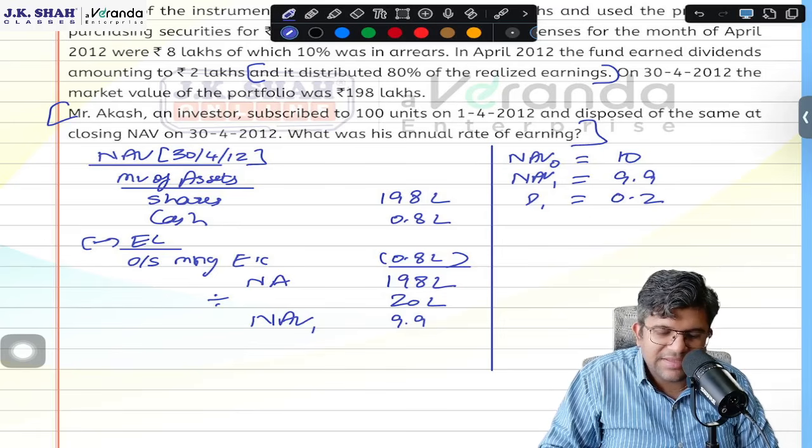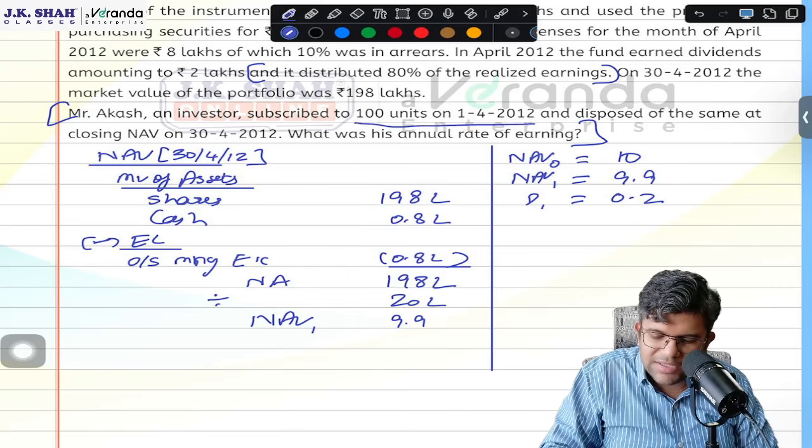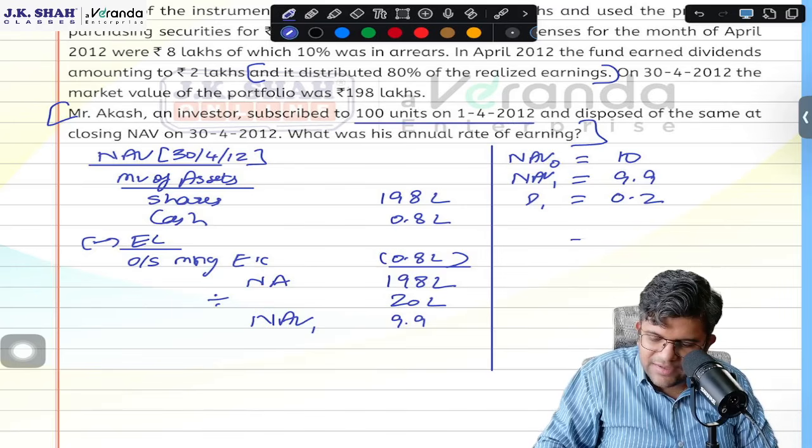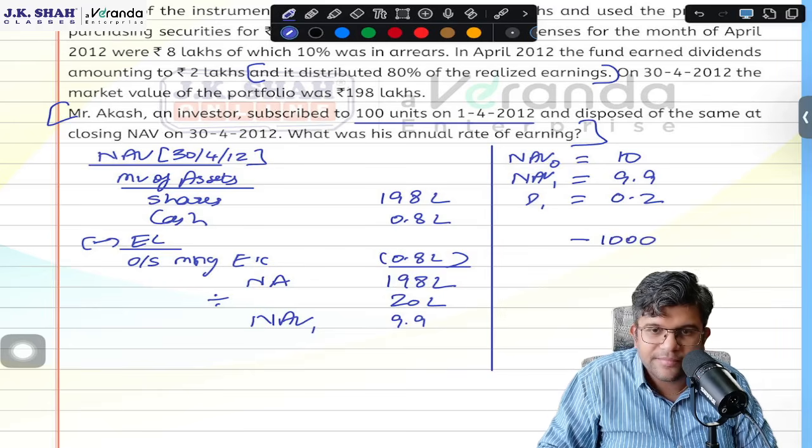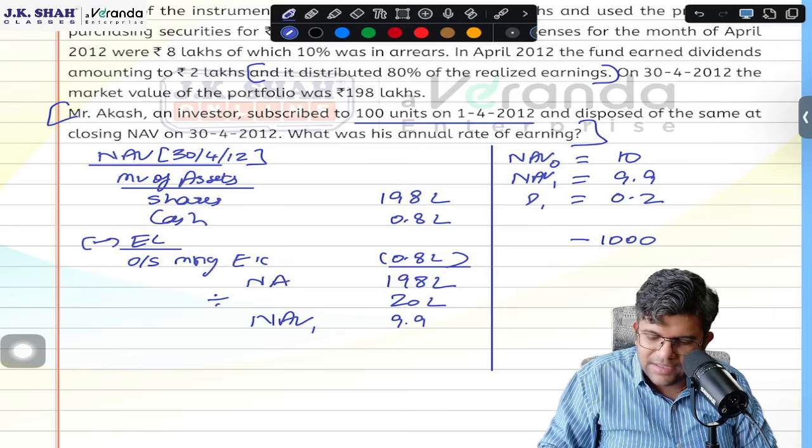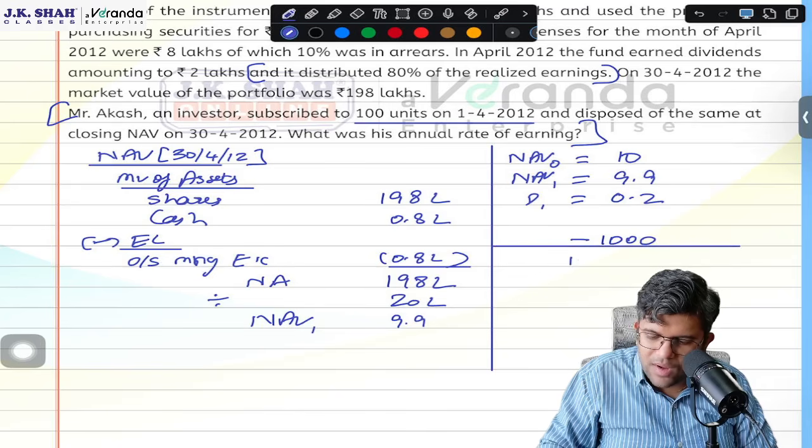Now that you all have understood this, read the last line. They are saying that there is this Mr. Akash who purchased 100 units at the start. Can I say his investment value will be considered as 1000? Give me a yes. 10 rupees per unit into 100. Can I say his investment value is rupees 1000? Students not understanding.